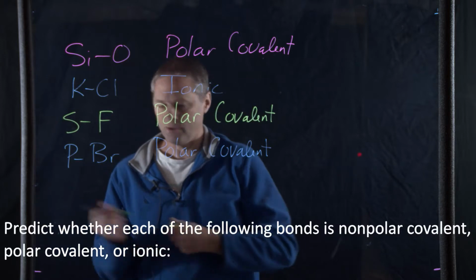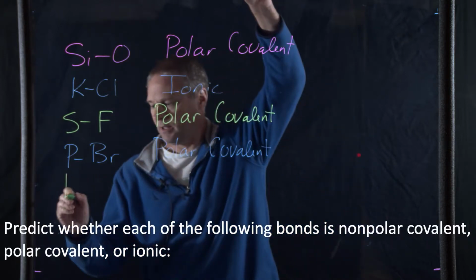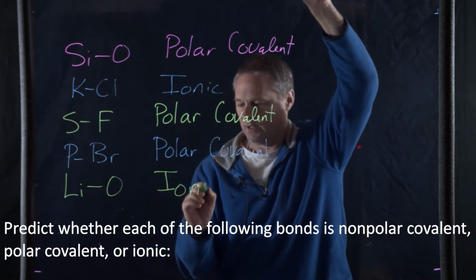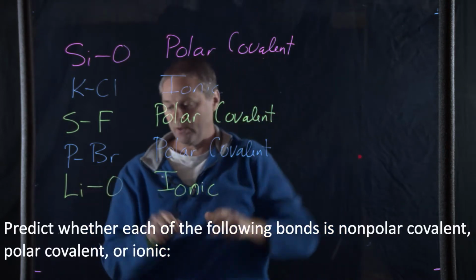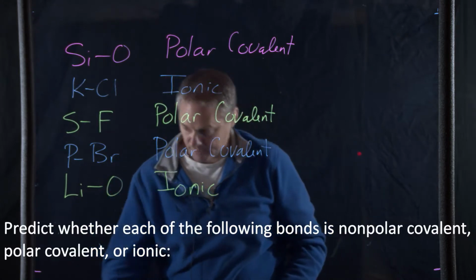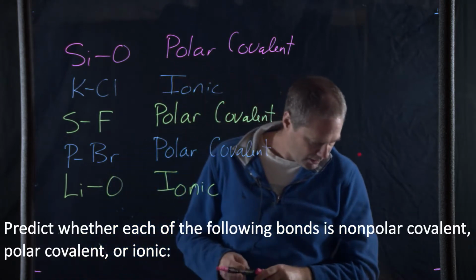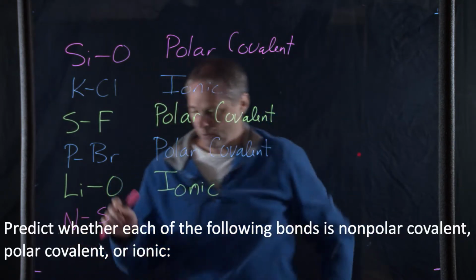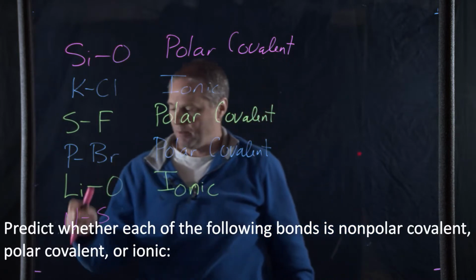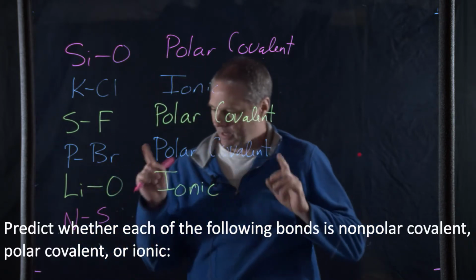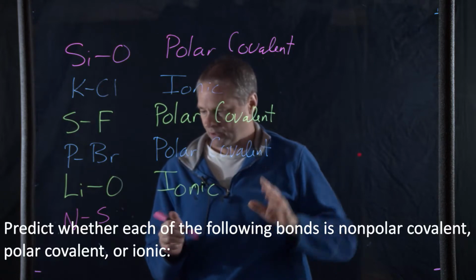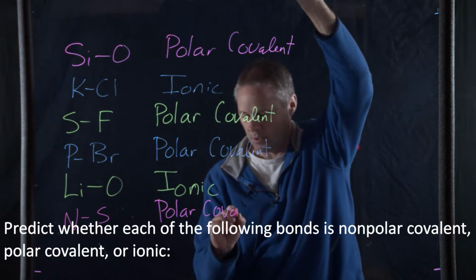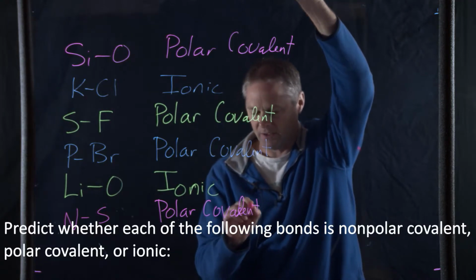We just got a couple more. We'll use green. We haven't used green in a while. This is going to be lithium oxygen, and this is going to be ionic because you have a metal and a non-metal. And last but not least, we're going to have a nitrogen and sulfur bond. Once again, this is non-metal. There's a difference in what's called electronegativity. I'll talk about that in a few minutes. So this becomes a polar covalent.